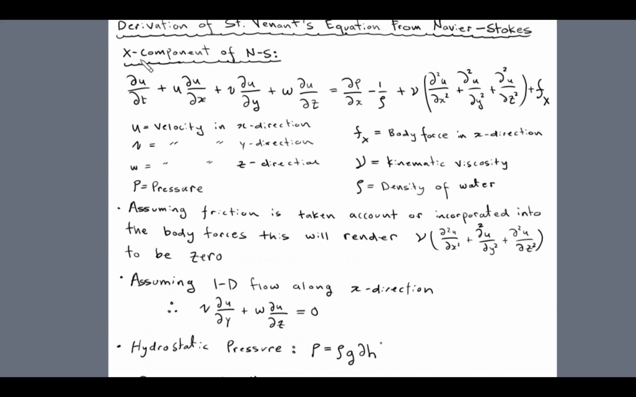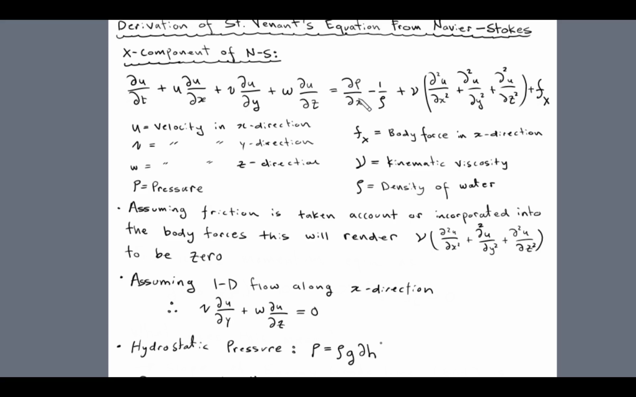So starting off with the x component of the Navier-Stokes equation, we have our unsteady term, the change in velocity over the change in time. Then we have our convective term for each component of the velocity in the corresponding x, y, and z direction, where u is x, v is y, w is z.